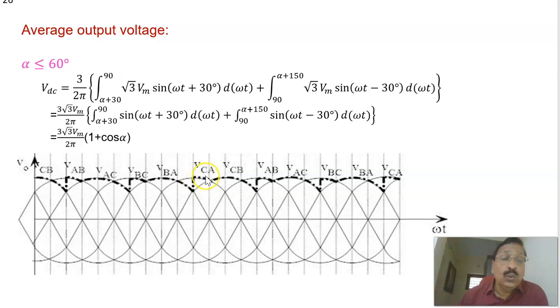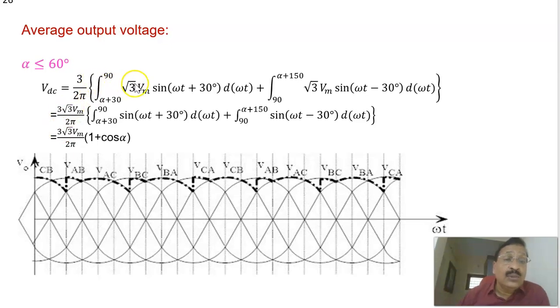like 1, 2, 3. Therefore, for these three pulses, we are multiplying this area by 3 and dividing over 2 pi. Taking 3 times the integration gives the total area under 2 pi, which is divided by 2 pi. Therefore, we will be getting the average voltage.